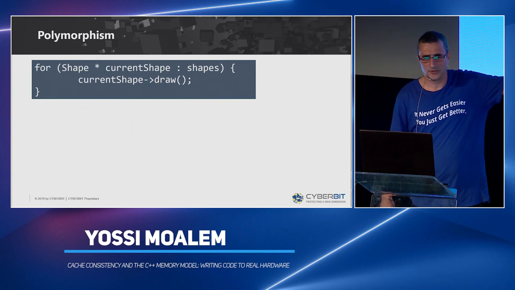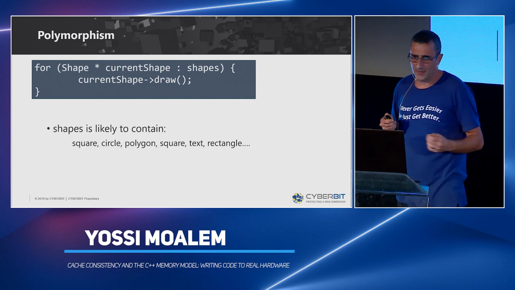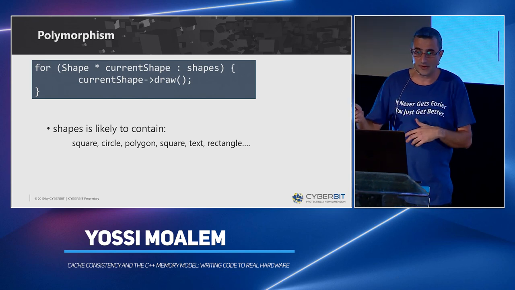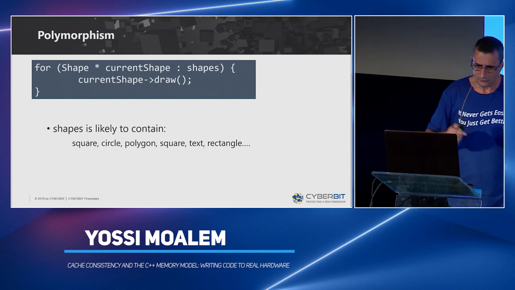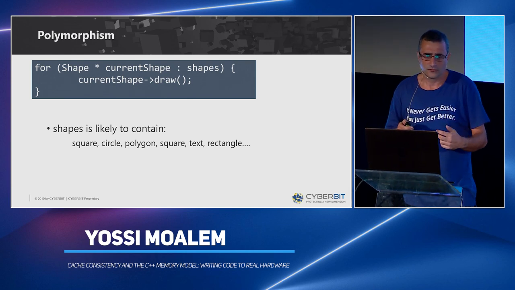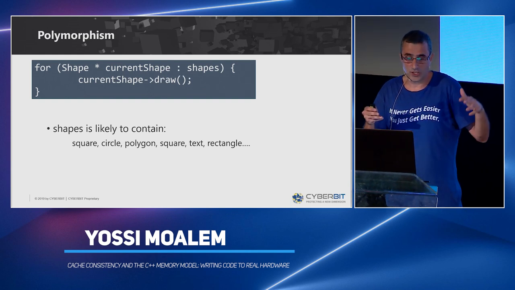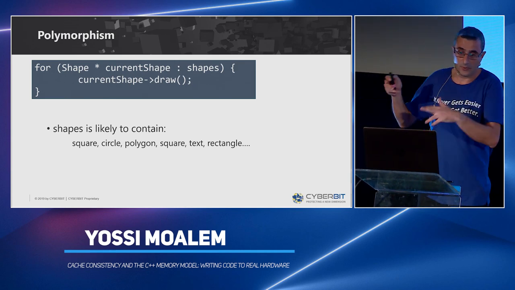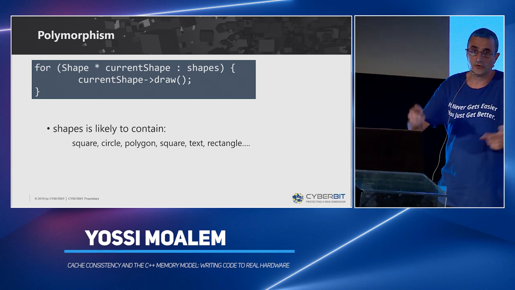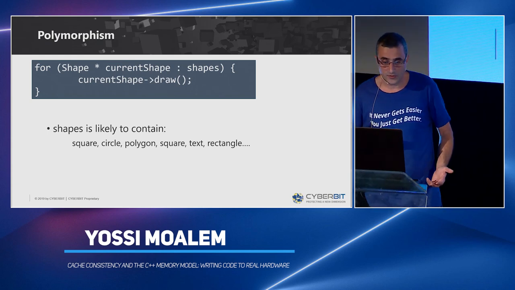That's like the poster child for polymorphism, isn't it? We just have a vector of shapes and we call draw on each one of them. The problem here is that shape, it's very likely it will be a square, circle, polygon, then a square again, then text again, rectangle again, rectangle. So what happens here is not the data that we talked about now, it's the instructions. We load all the instructions for a square draw, use it once, then ditch it, load all the instructions for circle draw, ditch it, polygon draw, ditch it, and then reload again the instructions for square. So we don't really use the same instructions that we fetched before, and we don't take advantage of the instruction cache.